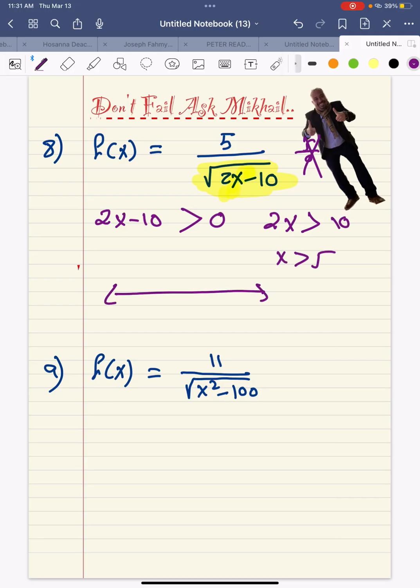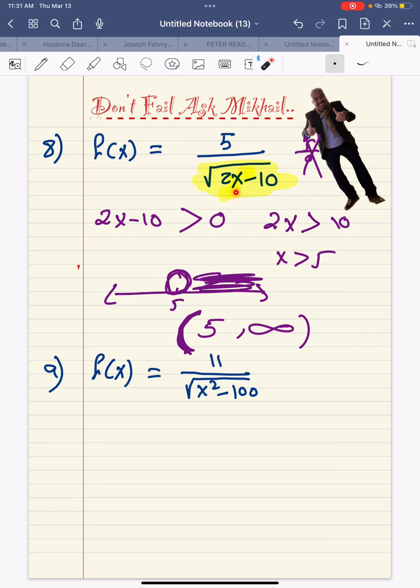So, number line, 5, circle that is open, greater to the right, that will be 5 to infinity. Parentheses, and I cannot put a bracket. It has to be parentheses because I'm not including the 5. If I put x equal to 5 here, 2 times 5, 10 minus 10, that gives you radical 0, which is 0, and the bottom is undefined.